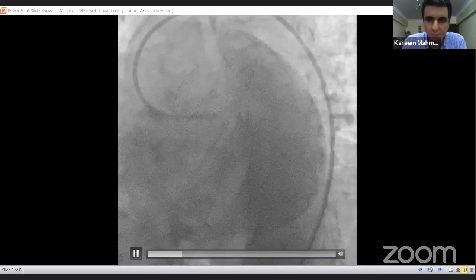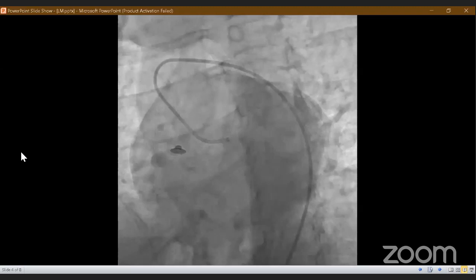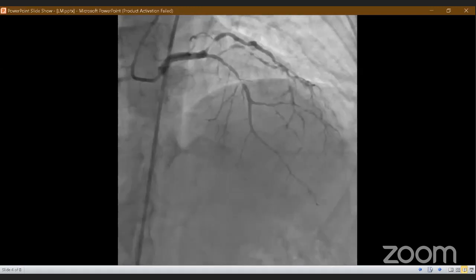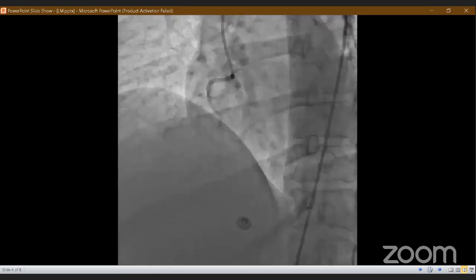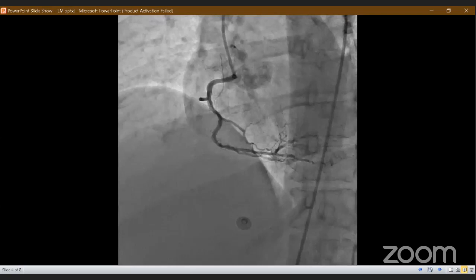Ahmed, go on for the sake of time, please. Yes, this is the second case. She is a diabetic hypertensive lady. She presented with severe agonizing chest pain with significant ST depression in all the precordial leads, with ST elevation in the aVR, and that was the coronary angio.